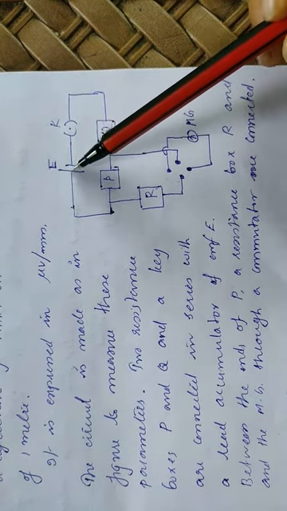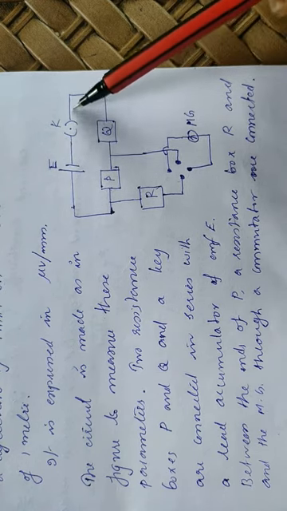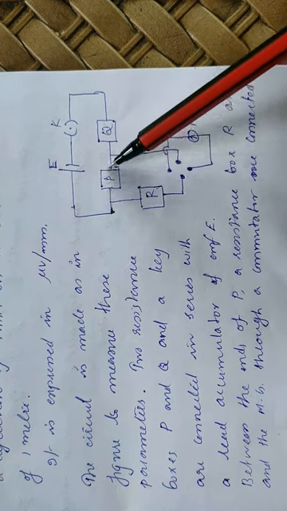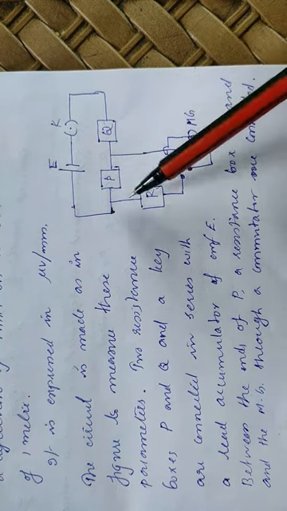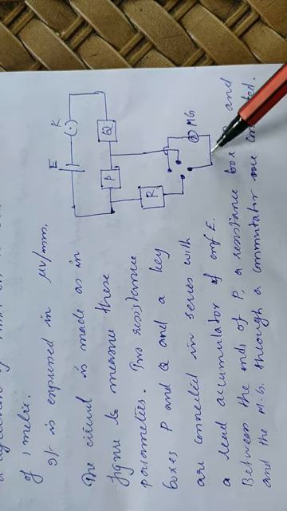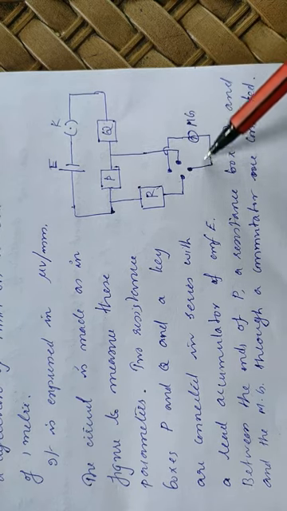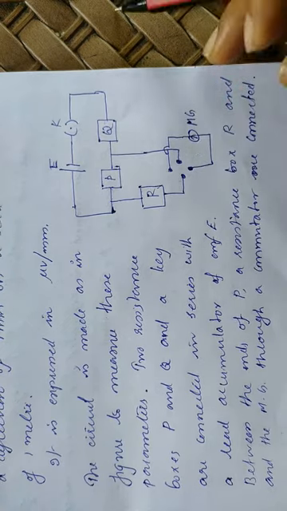The experimental setup to find out the current and voltage sensitivity is shown here. Here this is an accumulator or cell, and it is connected through a key to two resistance boxes P and Q. R is another resistance box which is connected here to the moving coil galvanometer through a commutator key. So this is the arrangement, and this is how the experiment should be done.